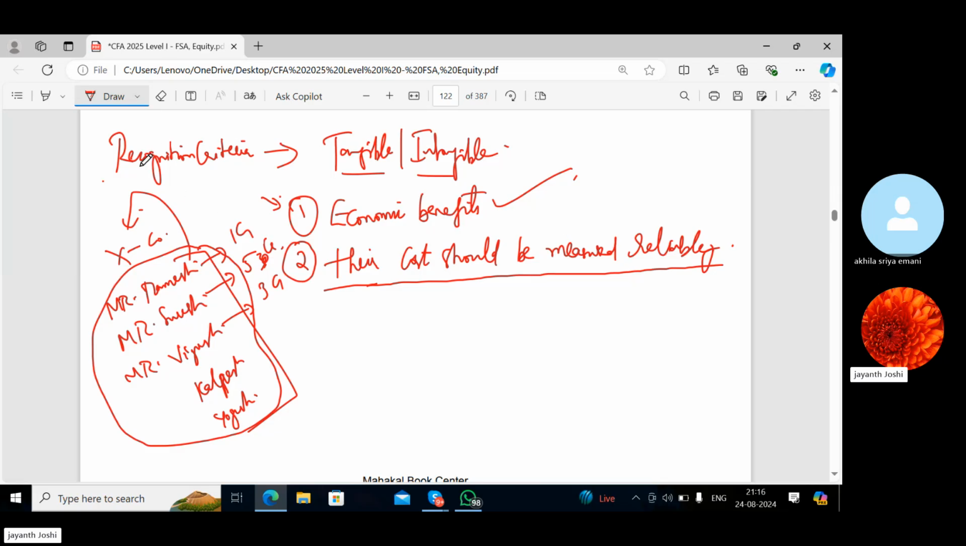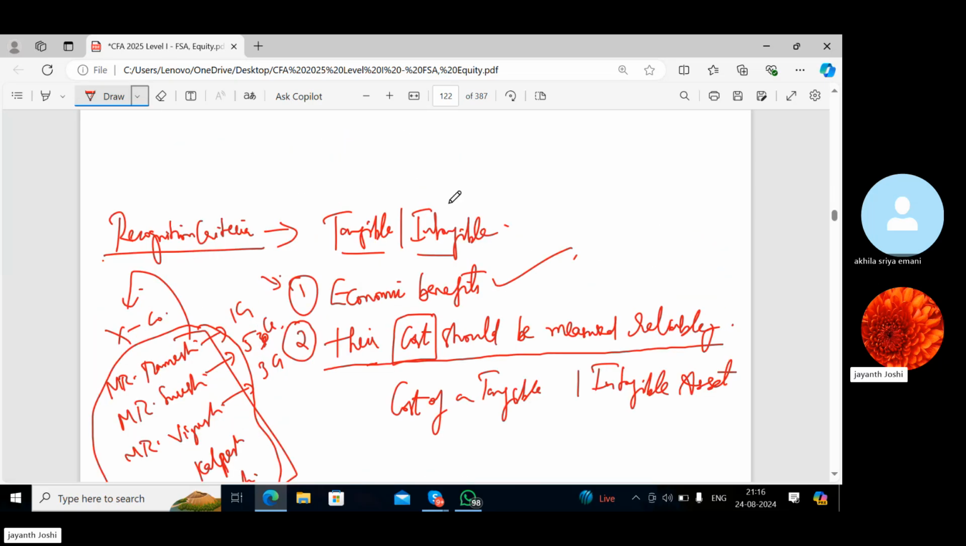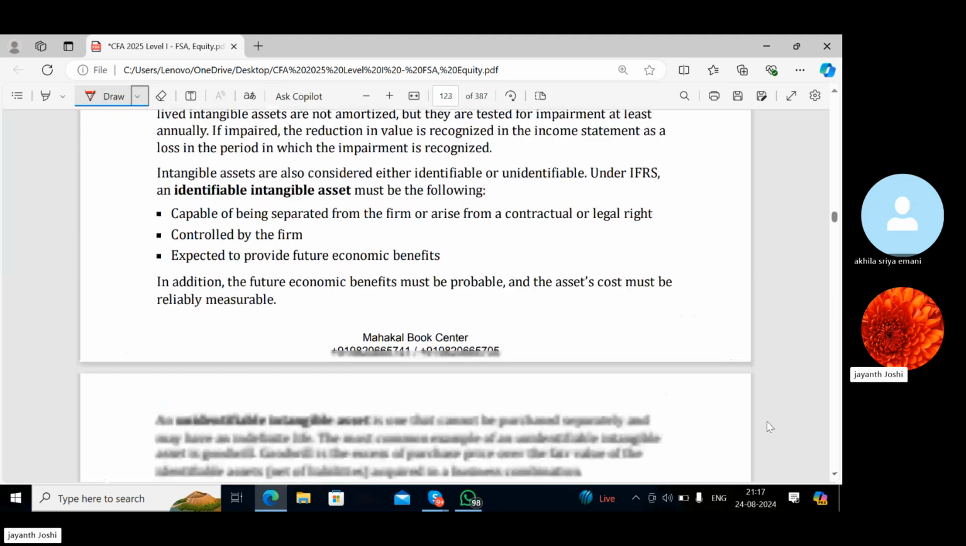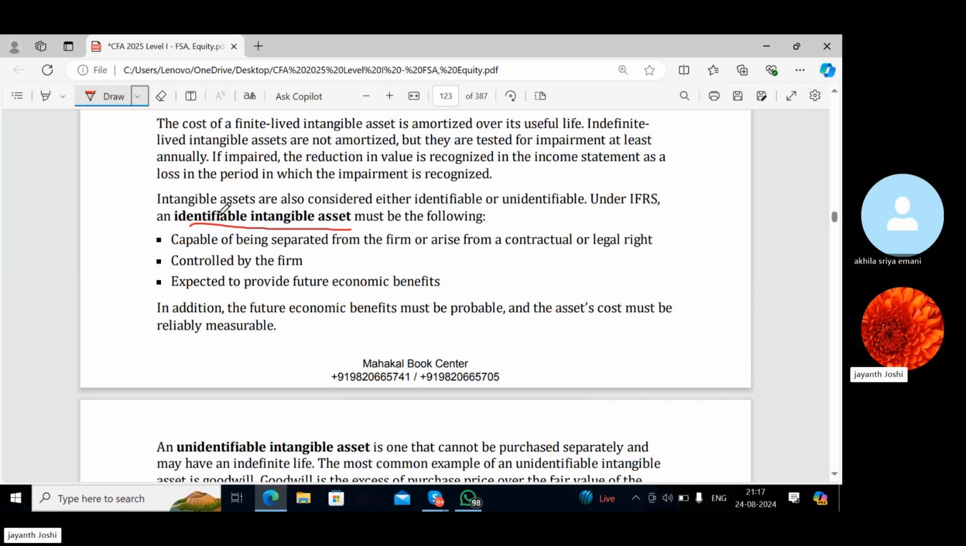Now the recognition criteria point is done. Now the first and foremost question is, we have discussed right now about the cost. Then what is the cost of an asset, tangible or intangible? We will just find out, and I will tell you about intangible assets which are separately identifiable. We will see in the text, you will come across this identifiable intangible asset.